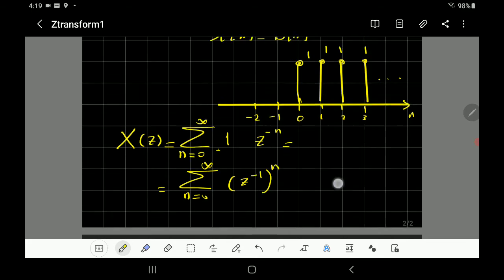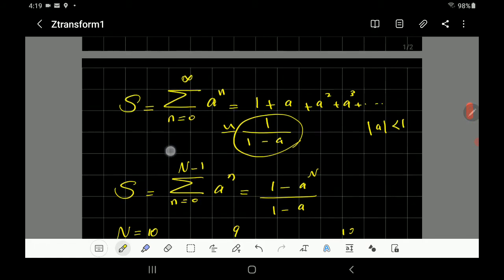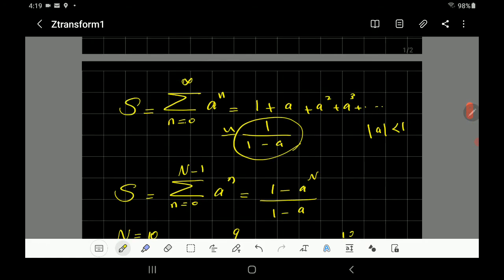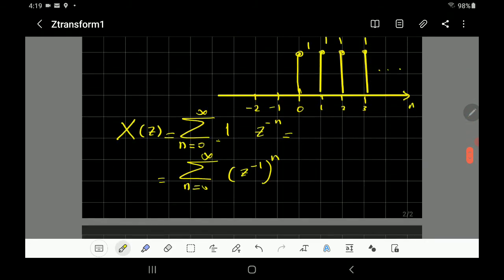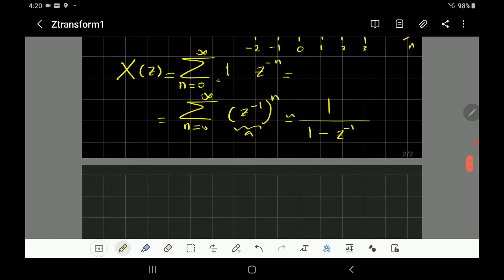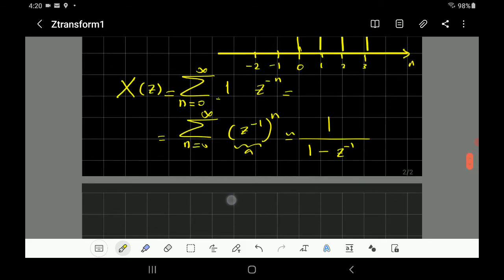Why am I doing that? Remember, that's a geometric series from 0 to infinity. A power n can be represented as 1 over 1 minus a. So I'm trying to make it like that. So this is like my a. So you can approximate as 1 over 1 minus a, and my a is equal like that. So that's the z transformation for the unit step.